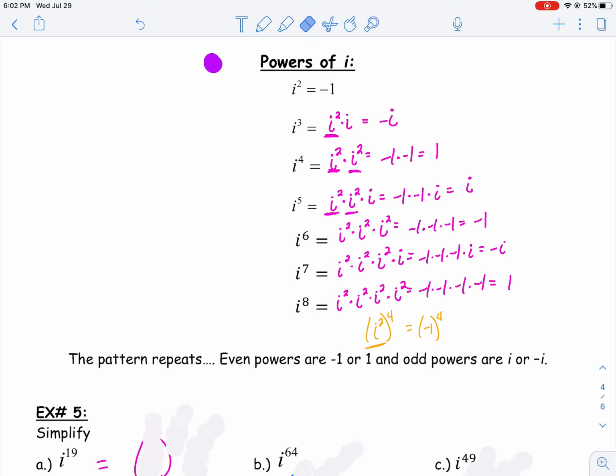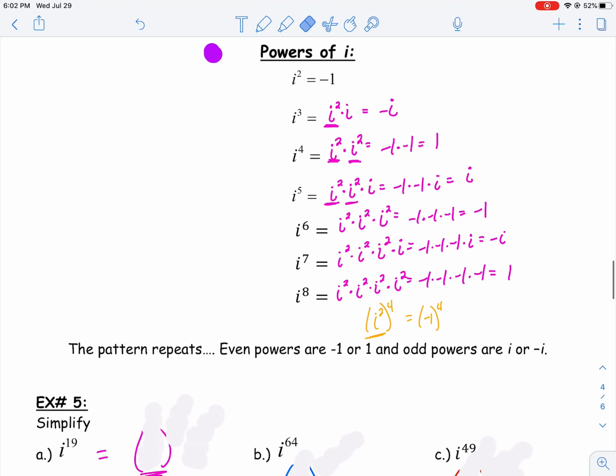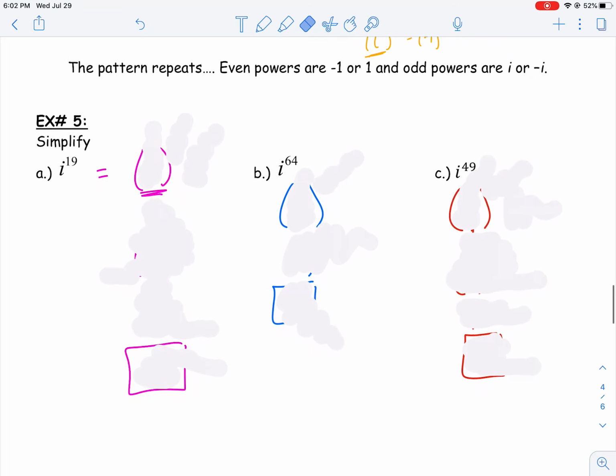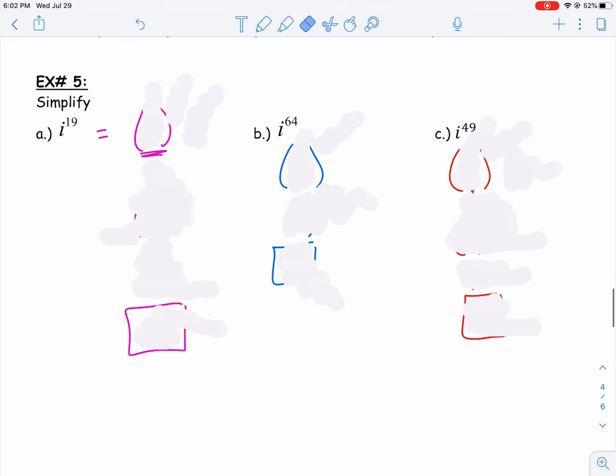So what happens if I give you a really large exponent? Instead of starting at i squared and finding all of them all the way down, maybe you can notice a pattern, and maybe we can find a way to more easily simplify our powers of i. Let me show you a few examples where the exponent is pretty large. Look at example number 5a, i to the 19th power. Instead of doing that process 19 times, let's see if we can find an easier way to simplify these powers.